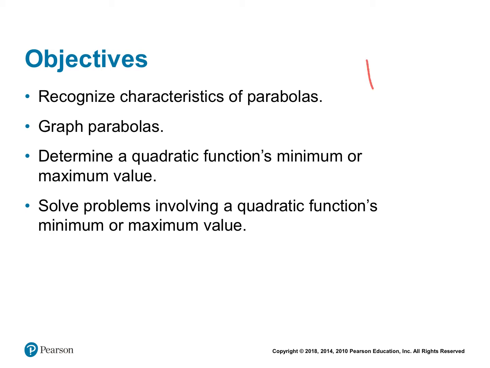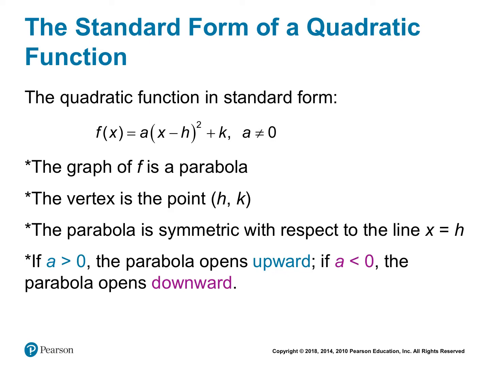So a parabola can be going upward, it could be going downward. Kind of looks like an arch. So those are the shapes we're going to be looking at today. This is going to be the standard form that you're going to want to memorize. So you'd have f of x equals a times the quantity x minus h squared plus k, and a cannot equal 0. So this is the graph of a parabola.